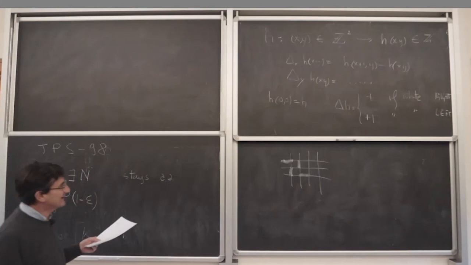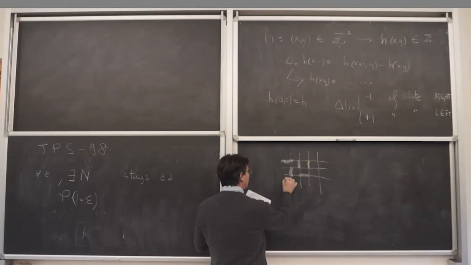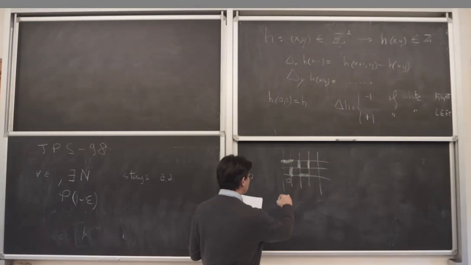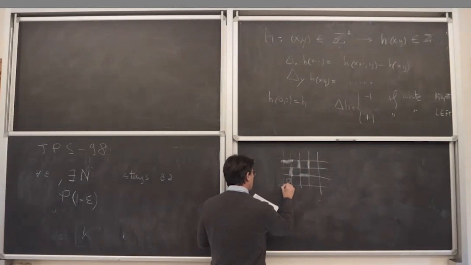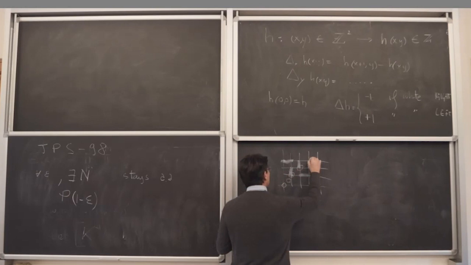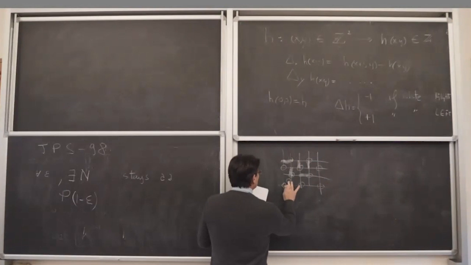So let us suppose we have some given configuration, and here we have chosen our reference point on a plaquette at the origin, at this one. Then we took, so this is a black vertex. These are all black vertices. I will leave the white vertices untouched. So here the height function is zero.